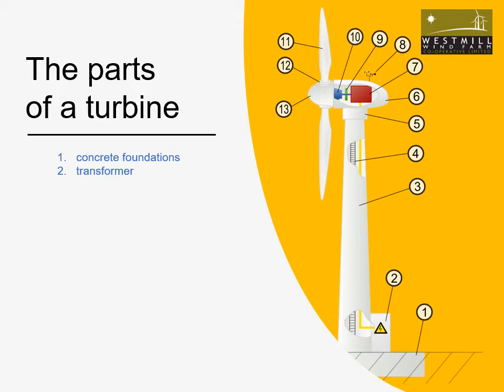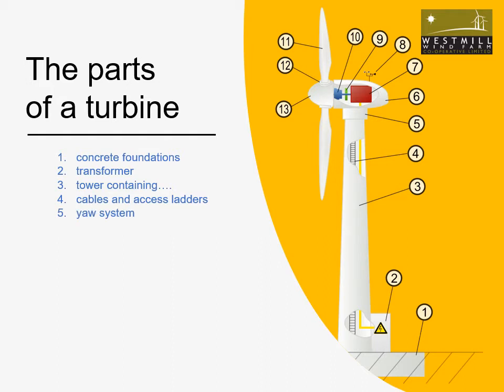The next part is the tower, which is a hollow metal structure made from sheet steel sections, and these are bolted together to create that tube that tapers at the top. Inside, we have cables and access ladders. The cables convey the electricity to the transformer, and the access ladders allow maintenance engineers to access the nacelle at the top.